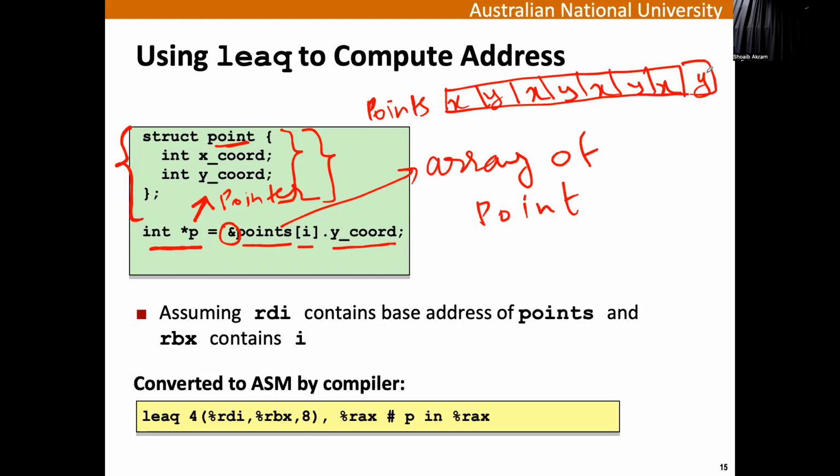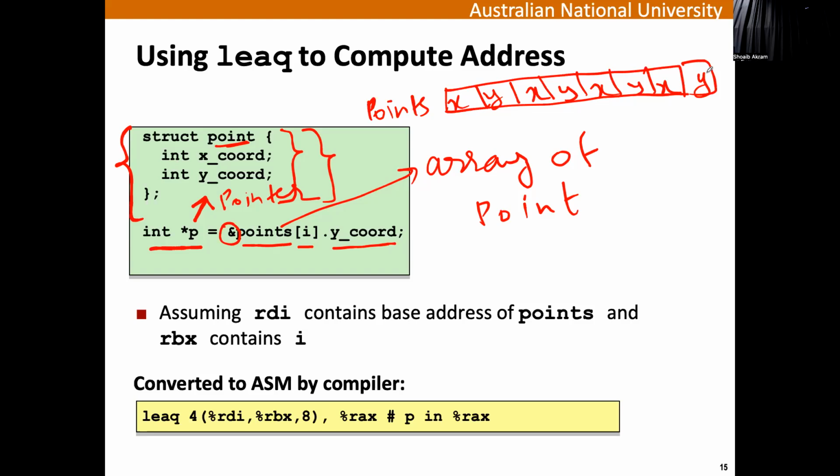What is in RBX? Index, right? Index. RDI, sorry. What is in RBX? Index, right? So RDI is the base address of the array. RBX is the index. Why am I multiplying by 8? Why is the scaling factor 8?